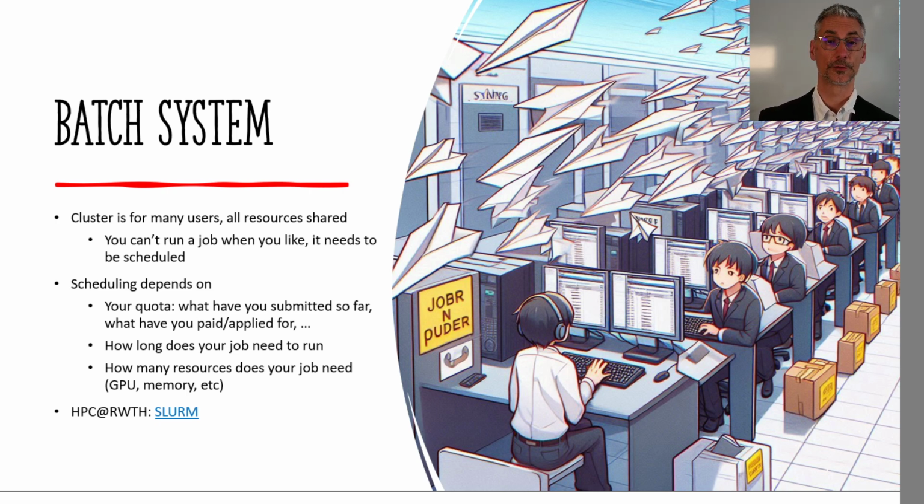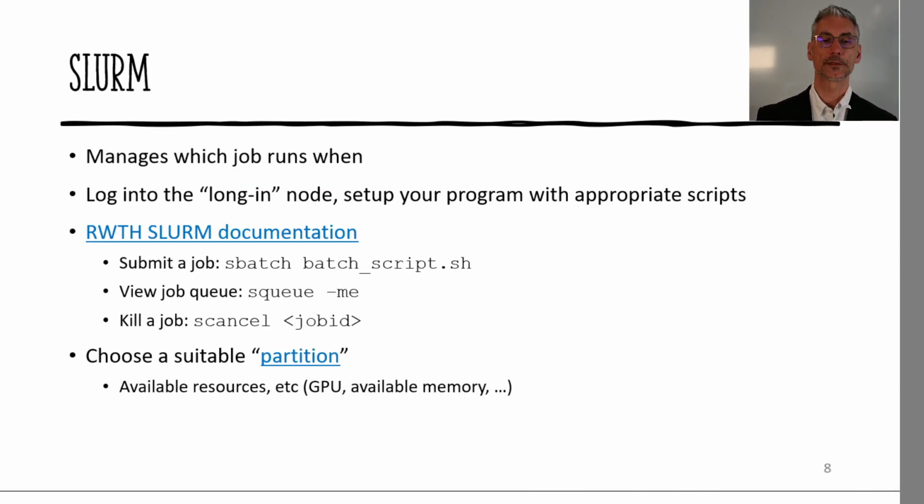At HPC Aachen, we use the Slurm system to send jobs to the compute nodes and then get the output from the computations back. So Slurm is a job management system that manages, as the name says, which job runs when. So how you do this: you log into the login node, set up your program with the appropriate script so it can run and has access to all the information, input data, configuration files, and so on, right? And then here's a link to the Slurm documentation.